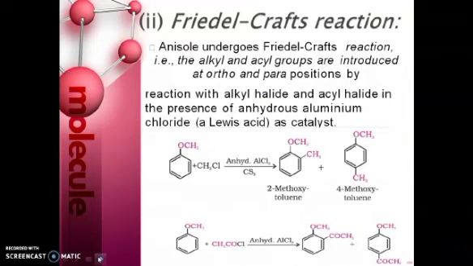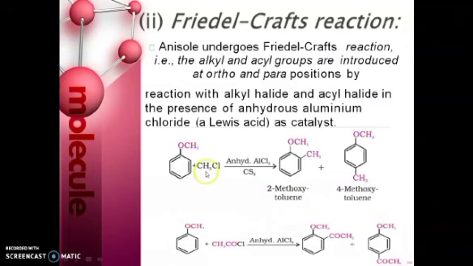Next is the Friedel-Crafts reaction. Again, anisole undergoes the Friedel-Crafts reaction. What is the Friedel-Crafts reaction? Alkyl and acyl groups are introduced at the ortho and para positions by the reaction with alkyl halide and acyl halide in presence of anhydrous aluminum chloride. Here you see that anisole is reacted with methyl chloride in presence of anhydrous AlCl3. Anhydrous AlCl3 acts as a Lewis acid, and 2-methoxytoluene and 4-methoxytoluene, the ortho-para products, are obtained.